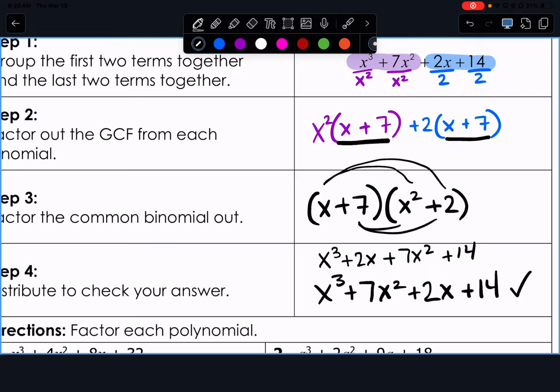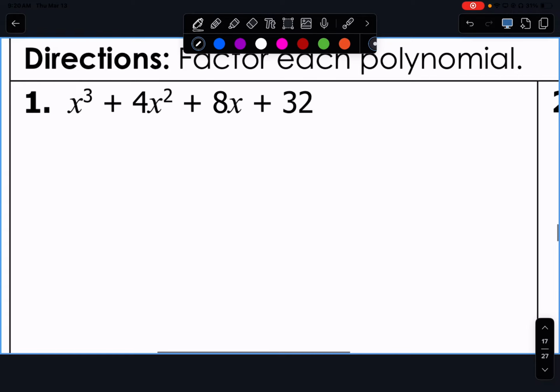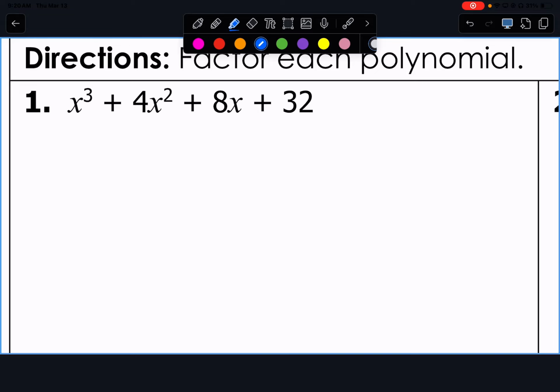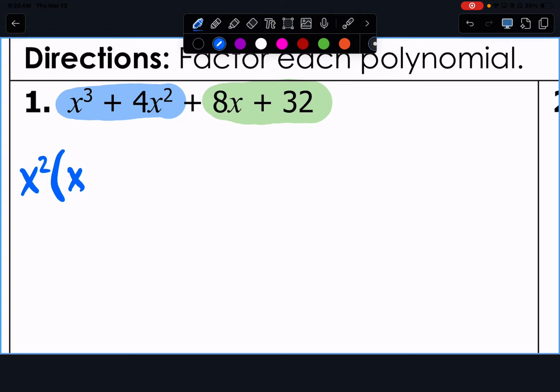Okay. So we are going to do several of these together. Let's look at number 1. So we're going to group the first 2 terms, and we're going to group the last 2 terms. When I group the first 2, what is our GCF? X squared. Now, what does that leave? X plus 4.